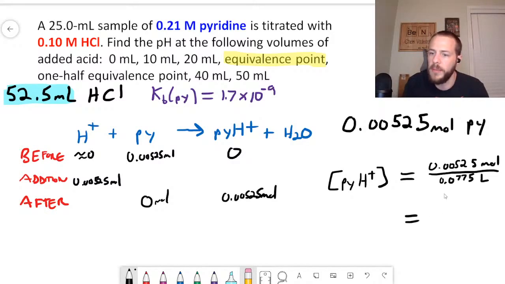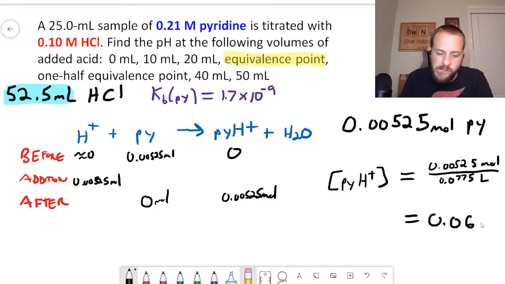So what is this value here? 0.00525 divided by 0.0775. That is the question. I will figure the answer to it out right now. 0.00525 divided by 0.0775. That is 0.068. So we have the concentration of the conjugate acid of pyridine here, right?